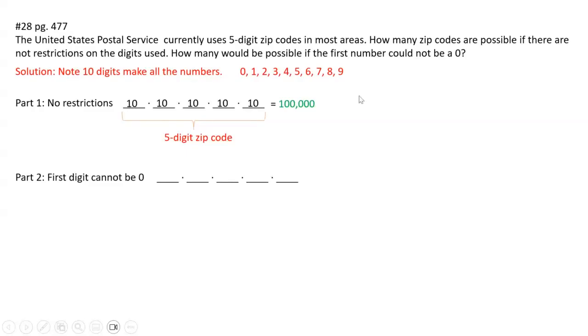For the second part, it says the first number cannot be a 0. So this cannot be a 0, but it can be a 1, it can be a 2, all the way to 9. So the answer will be 9. Because it can be 1, 2, 3, 4, 5, 6, 7, 8, 9, but not a 0. And then 10, 10, 10, and 10. Because the only restriction was that the first number cannot be a 0. That's why this is 9 times 10 times 10 times 10 times 10, which will give us 90,000.